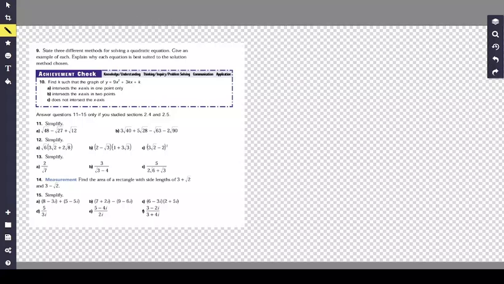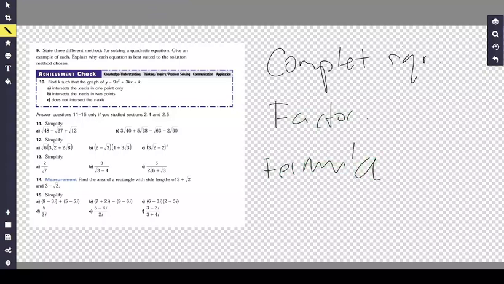State 3 different methods for solving a quadratic. Give an example of each. Explain why each equation is best suited to the method chosen. Okay, so we learned complete the square. We learned factoring, and we learned the formula. So the formula is usually used for complex ones where they are really difficult, so you're not able to factor it. It has some decimal values, and you're like, oh dude, this has got to be calculator work.